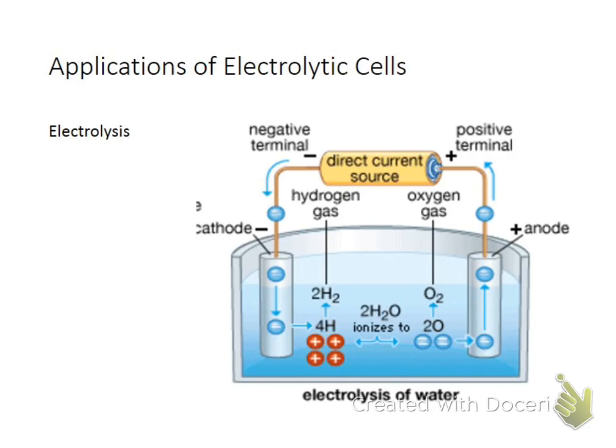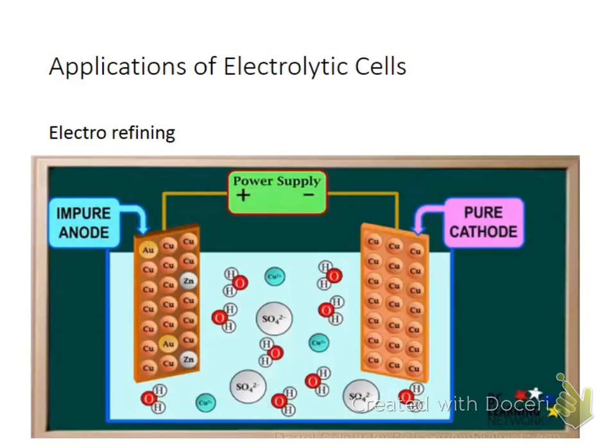So electrolysis is an example of electrolytic. That's how we can break water down back into hydrogen and oxygen. Some practical uses is electrorefining, where they'll take an ore and they'll purify it by doing this electrorefining process by putting a power supply in there.